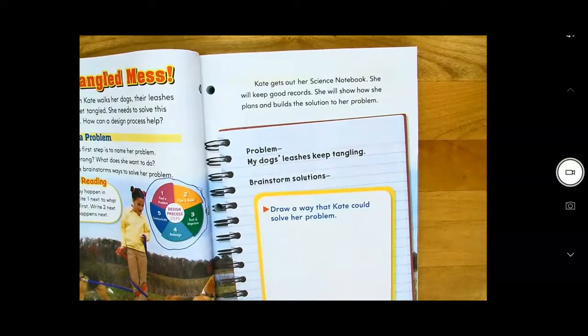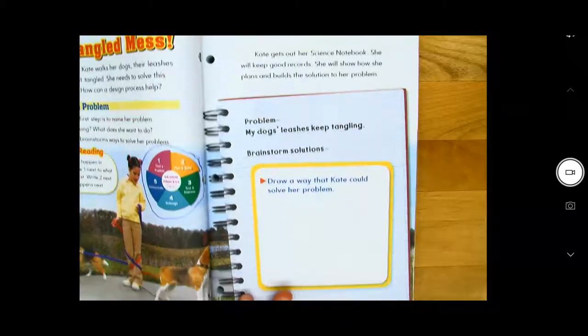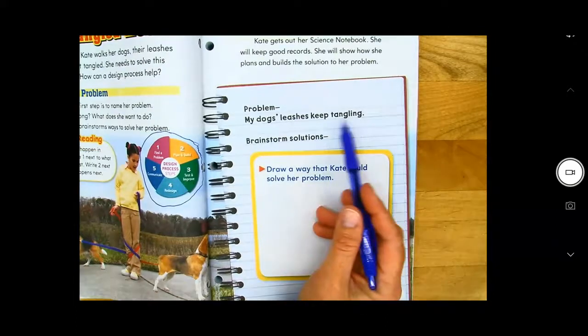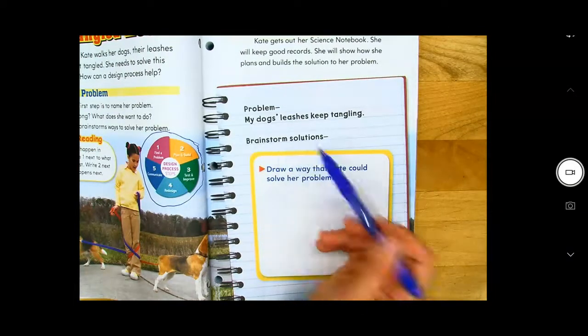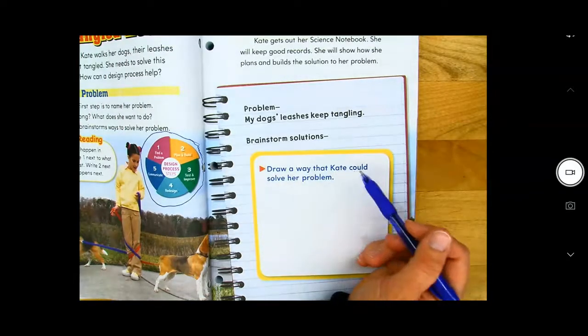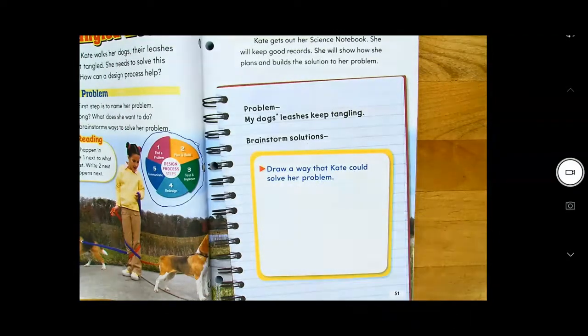Kate gets out her science notebook. She will keep good records. She will show how she plans and builds the solution to her problem. Problem. My dog's leashes keep tangling. Brainstorm solutions. So brainstorm is thinking about different ideas of what you could do to solve the problem. Draw a way that Kate could solve her problem. So how do you think Kate could solve her problem?